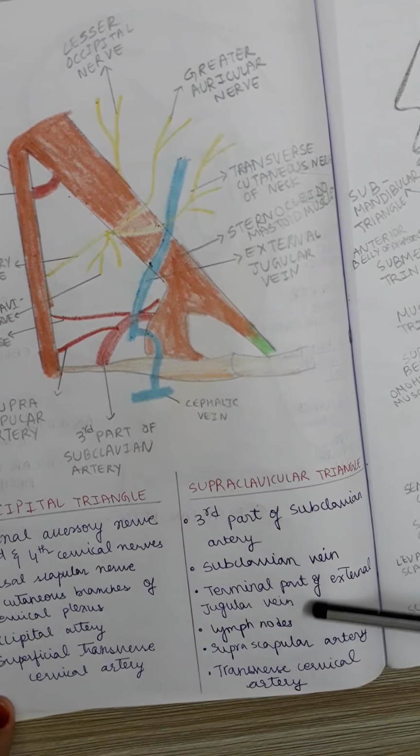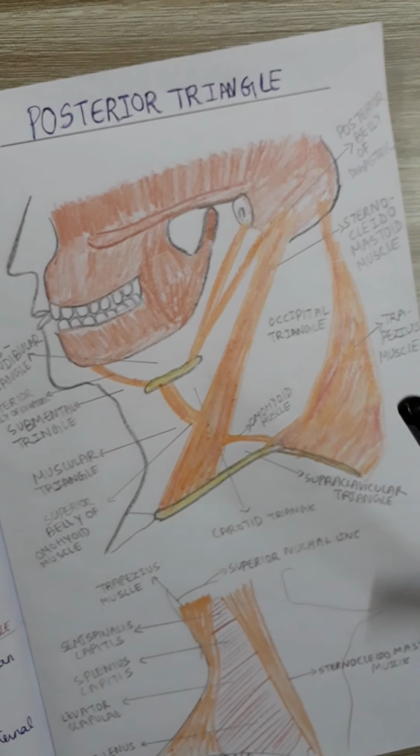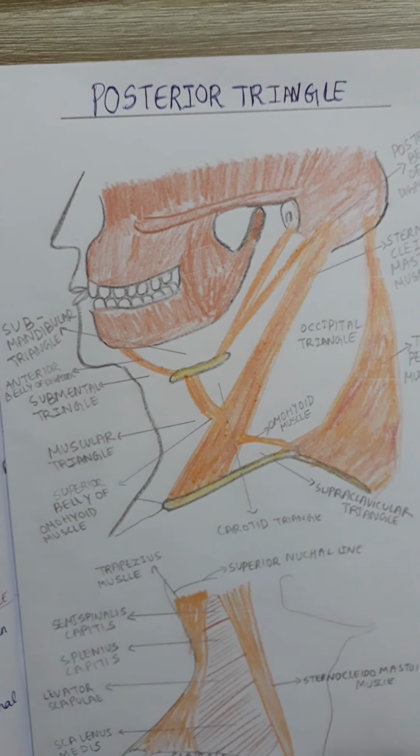you can add in some lymph nodes. Next we have the transverse cervical artery and the suprascapular artery. Majorly these are important. I hope you liked the video, you understood the concept.